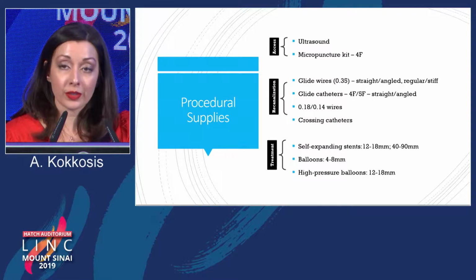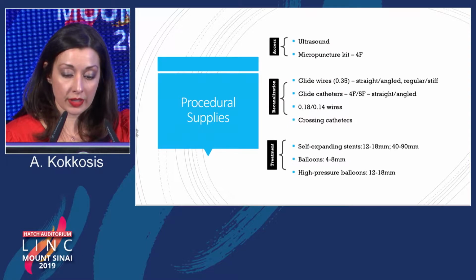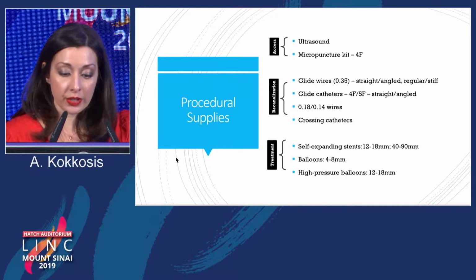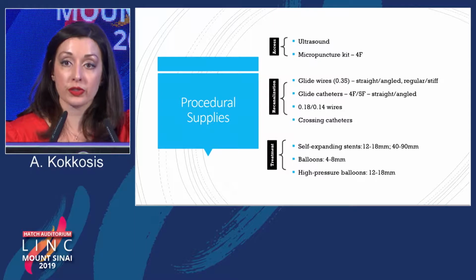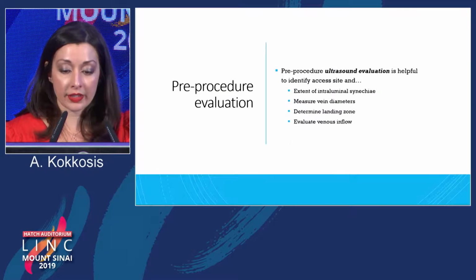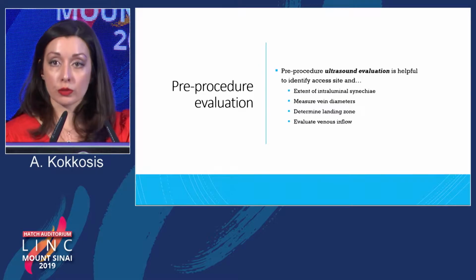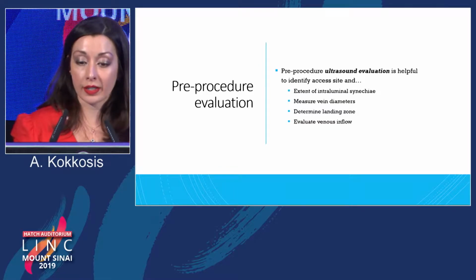Fortunately, we do have some new available stents this year. Balloons, 4 to 8 millimeters of the regular pressure, and then high-pressure balloons for post-stent dilatation, usually 12 to 18 millimeters in size. I can't emphasize enough, pre-procedure ultrasound is very helpful to identify your access site.